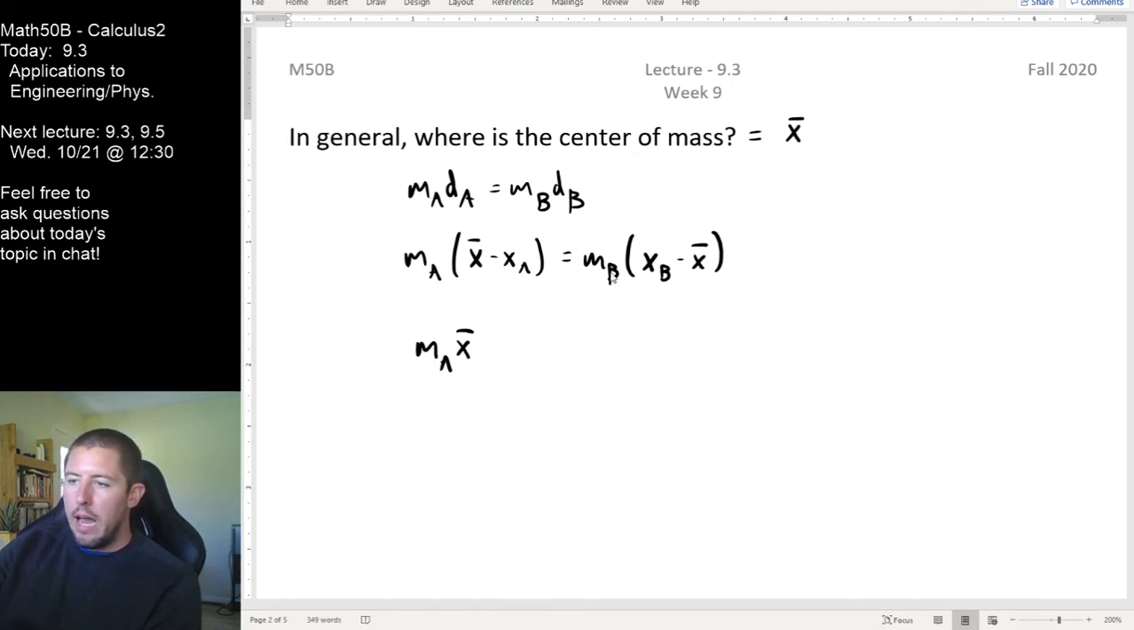Similarly, on the right-hand side, I'm going to get an MB XB. I want that to stay on the right, but I'm going to get an MB times a negative x bar, and I want to add this over to the left. So I'm going to get an MB x bar on the left. On the right, I've added over the MA xa, and I kept my MB XB on the right. Now I'm going to factor out the x bar and solve.